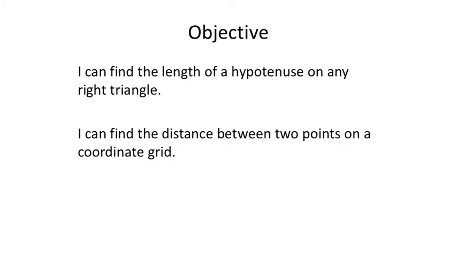All right, there's our 2 objectives for the day. I can find the length of a hypotenuse on any right triangle, and also I can find the distance between 2 points on a coordinate grid. So take a minute and copy these down, please. So a little bit of new vocabulary with this objective. That's a weird word, right? Hypotenuse.